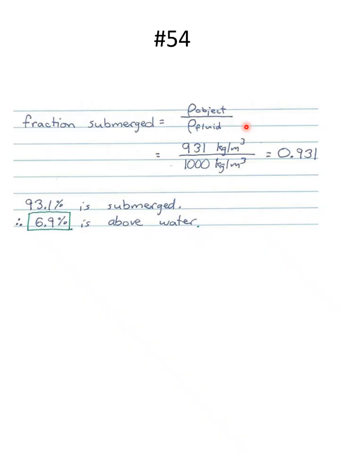And so the question is asking what fraction is above the water surface. Okay, so the fraction submerged is 931 divided by 1,000, 0.931. 93.1% is submerged. So the percent that's above water is just 100% minus that, or 6.9%.